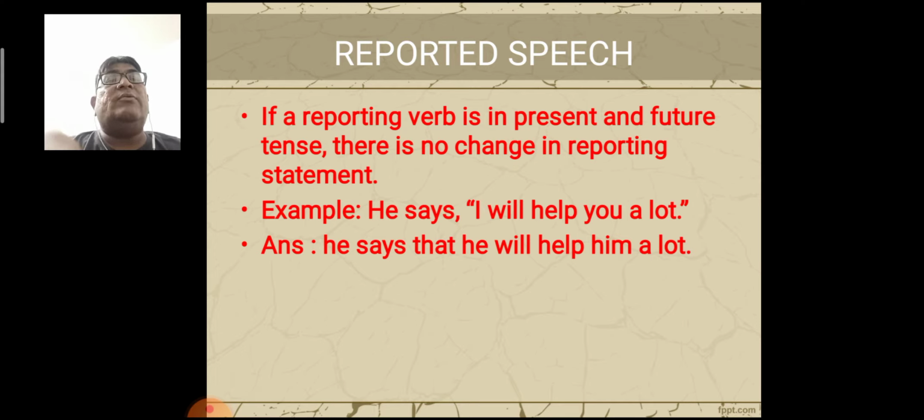So according to the speaker, the reporting statement starts with "I." So "I" is related to the speaker, and in this sentence the speaker is "he." That's why when we connect the sentence, "he" is used. "Will" stays as usual, and then "you" changes into "him," because "you" refers to the listener. So it is possible that if a speaker is speaking to a male person, then the listener must be "him." Let's go ahead.